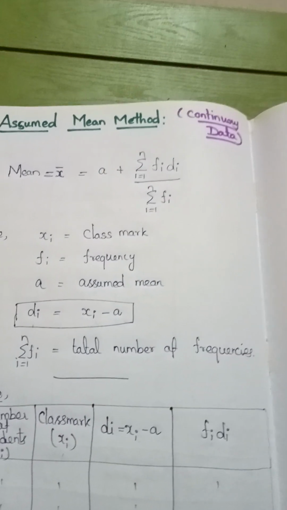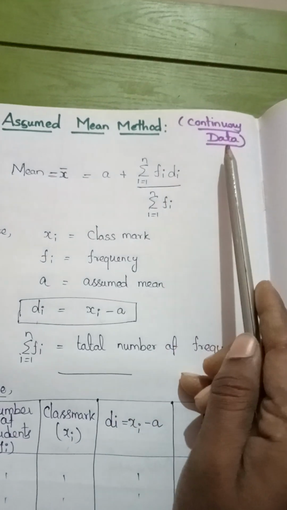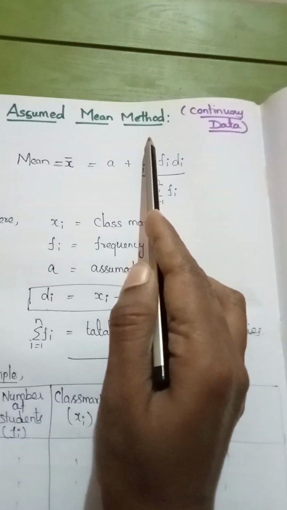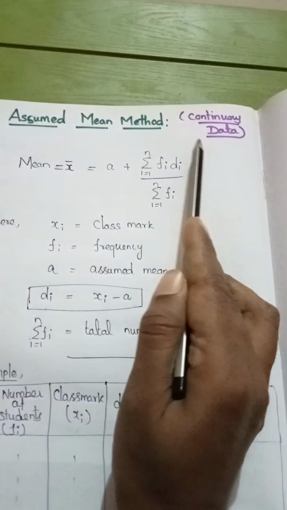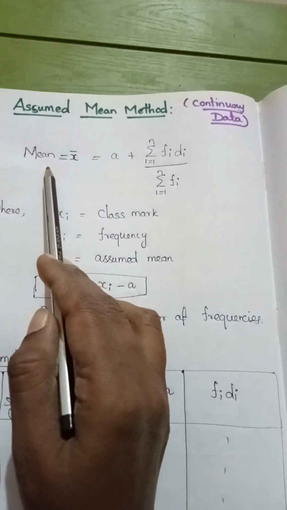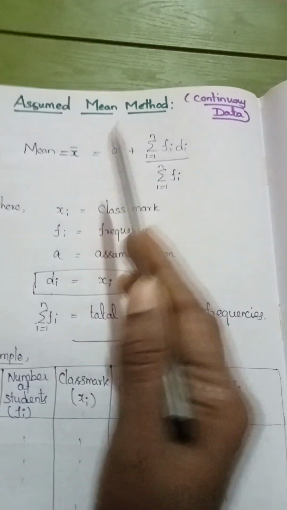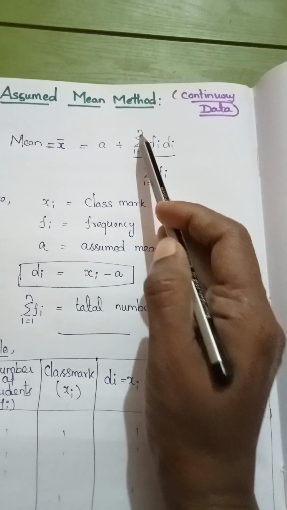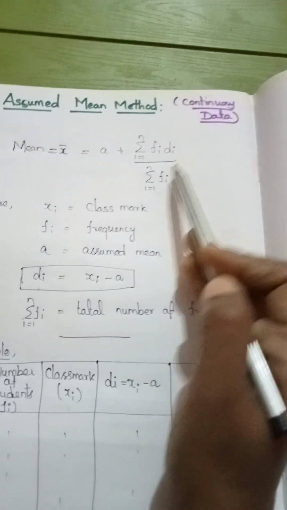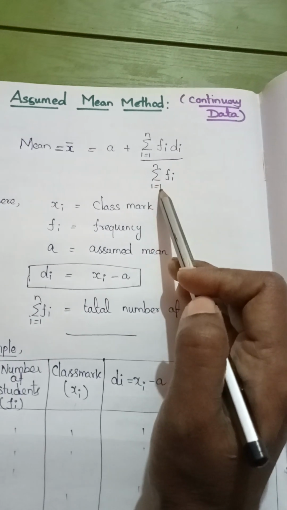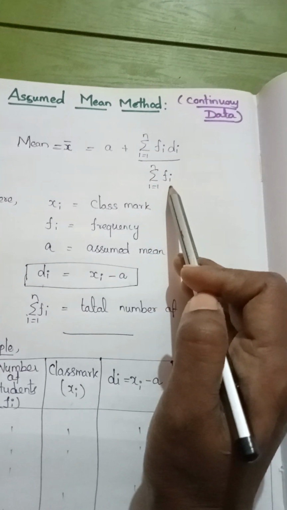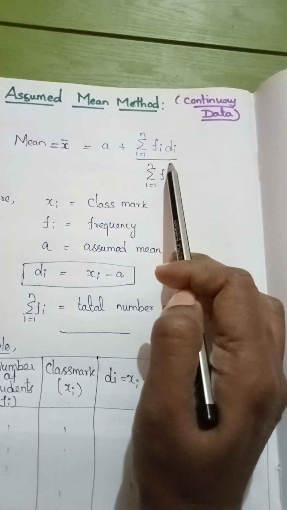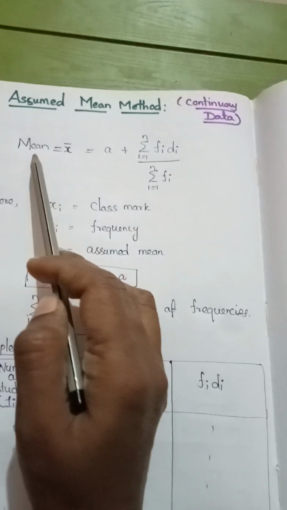This video: assumed mean method for continuous data. This method is for continuous data only. First one, mean, x bar, equal to small letter a plus summation i equal to 1 to n fi into di divided by summation or sigma i equal to 1 to n fi. You see, this division is this side only, half of the part only. So what is the formula?